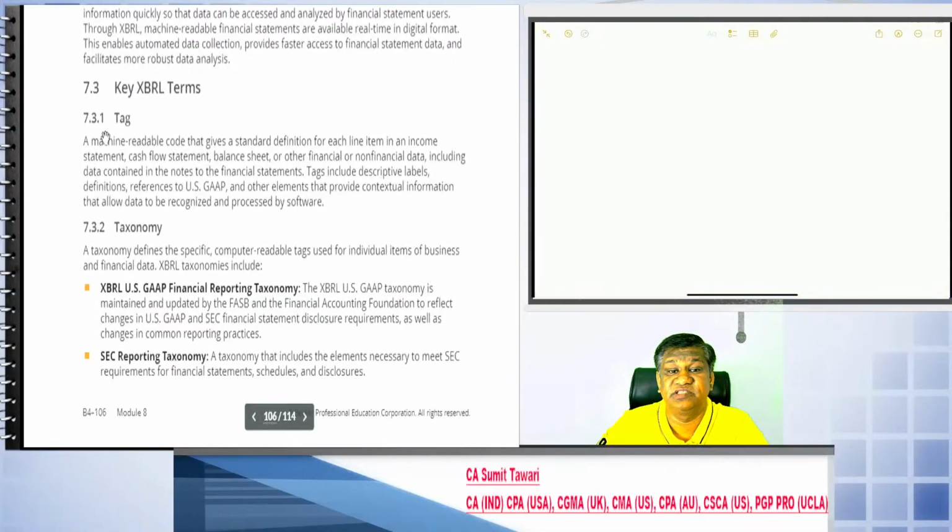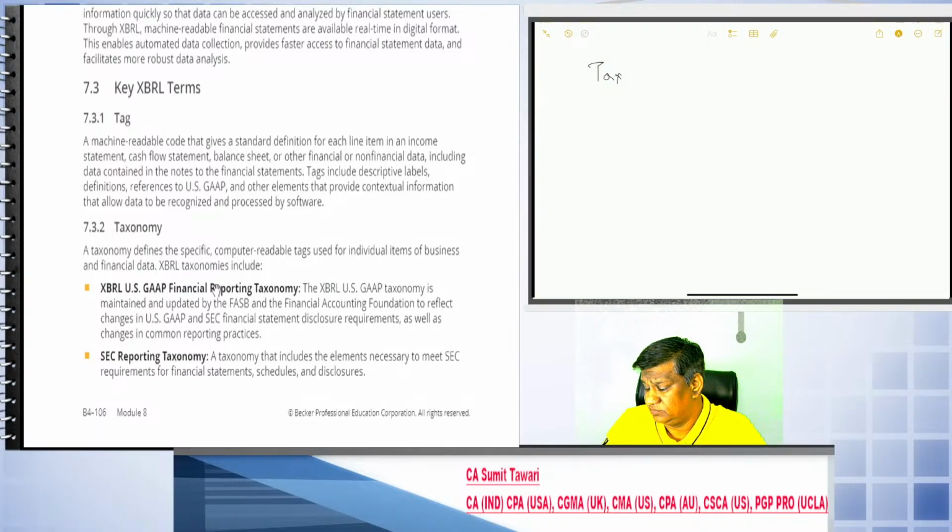Okay, so you need to understand what is tag and taxonomy. Tag is basically a code that gives the standard definition for each line item in an income statement, cash flow statement, balance sheet, or other financial information, including the data contained in the notes to the financial statements. Tags include a descriptive label, definition, reference to the US GAAP, and other elements that provide contextual information. Taxonomy defines the specific computer-readable tags used for individual items of business and financial data. See, like communication expenses.